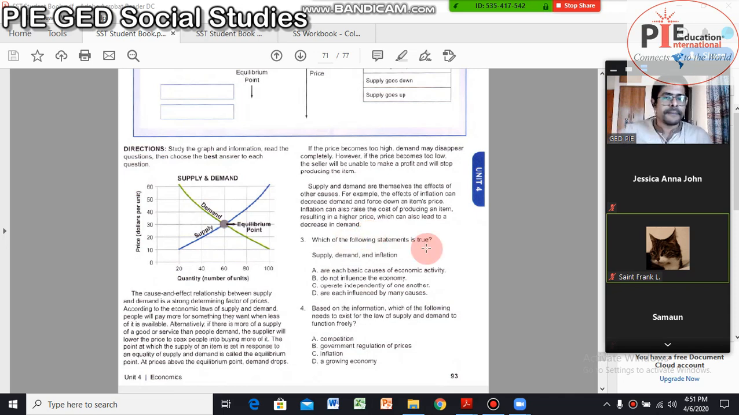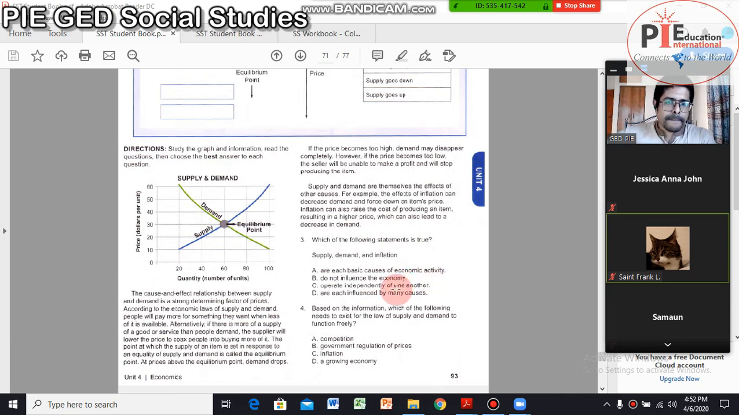Which statement is true? Supply and inflation are each basic causes of economic activity. No, these are not the causes of economic activity, they are causes of many things. B, do not influence the economy. That's not true. They do influence the economy. Definitely, they influence the economy a lot. C, operate independently of one another.